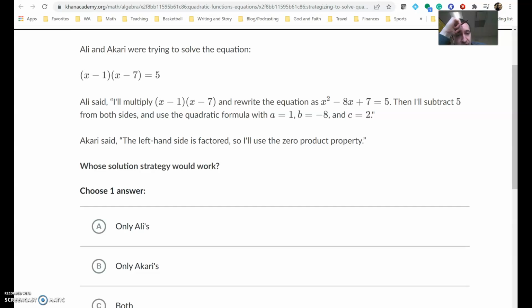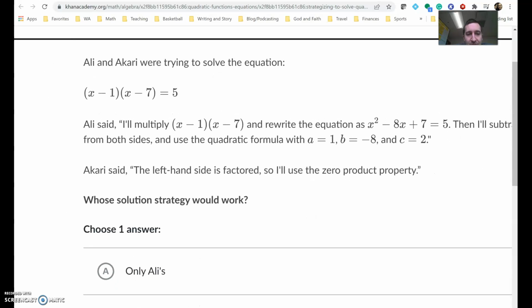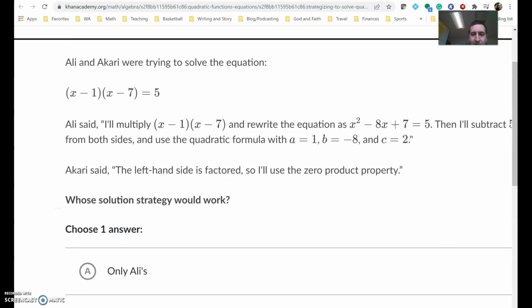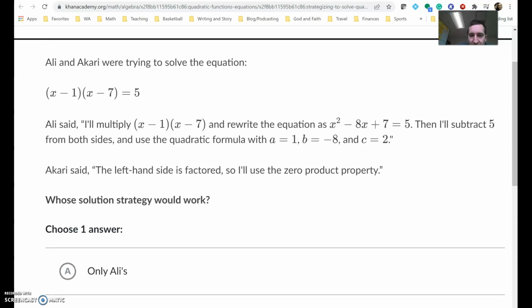Ali and Akari were trying to solve the equation, and that is the equation. X minus 1 times x minus 7 equals 5. Ali said, I'll multiply these two together and rewrite the equation as x squared minus 8x plus 7 equals 5. Then I'll subtract 5 from both sides and use the quadratic formula where a is 1, b is negative 8, and c is 2. That sounds pretty good to me, honestly. But let's see what Akari said.